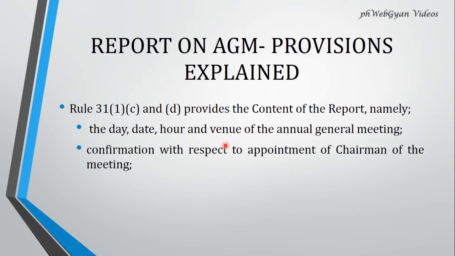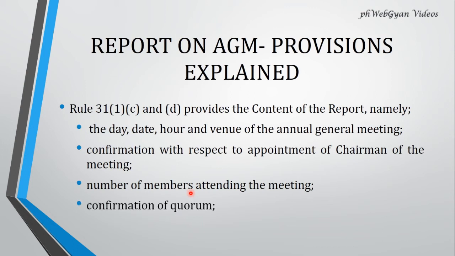Secondly, confirmation with respect to the appointment of the chairman of the meeting: whether the chairman has been appointed and who has been appointed. All these details have to be disclosed in the report. Thirdly, the number of members attending this meeting. Fourthly, you can see all are basic points, but they have to be disclosed, which is the requirement of section 121, and the contents are given under the rule.